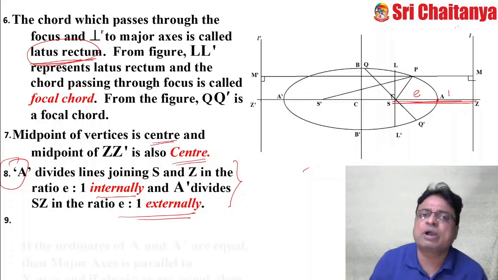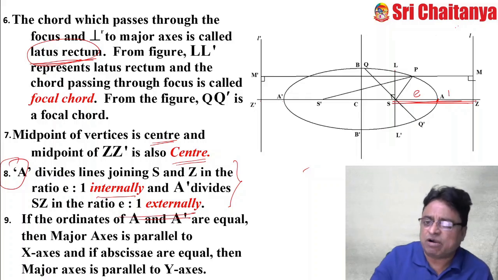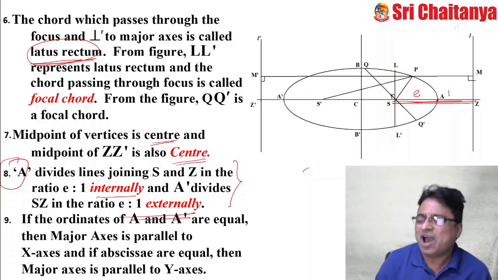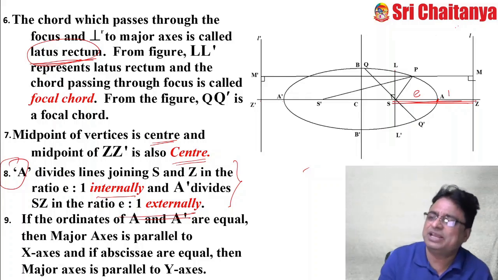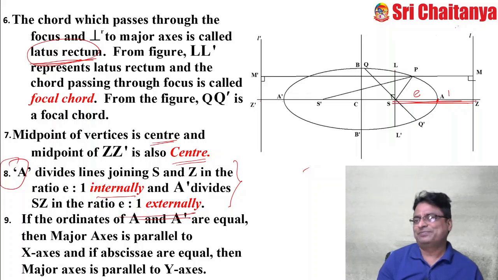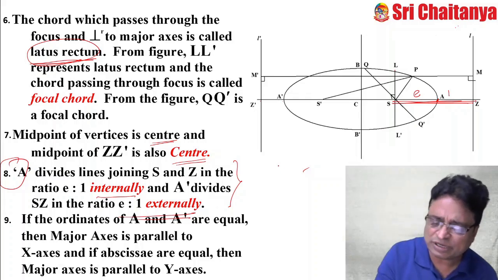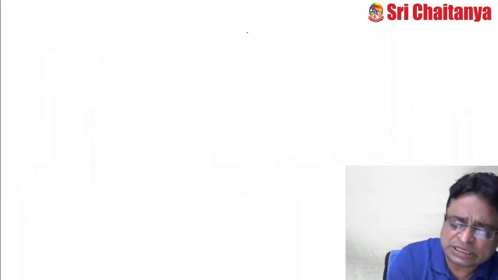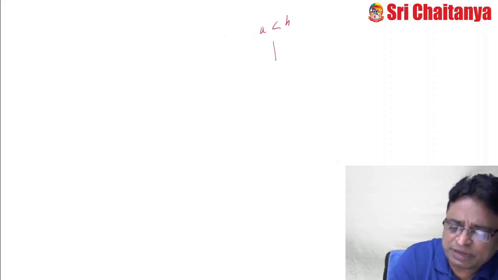Okay, my friends, now coming to the 9th point. If the ordinates of A and A dash are equal, then the major axis is always parallel to the x-axis. Or if the abscissae are equal, then the major axis is parallel to the y-axis. This is what I am talking about: x square by A square plus y square by B square is equal to 1, where A is greater than B. Now just imagine, suppose A is less than B, then the situation may be like this.